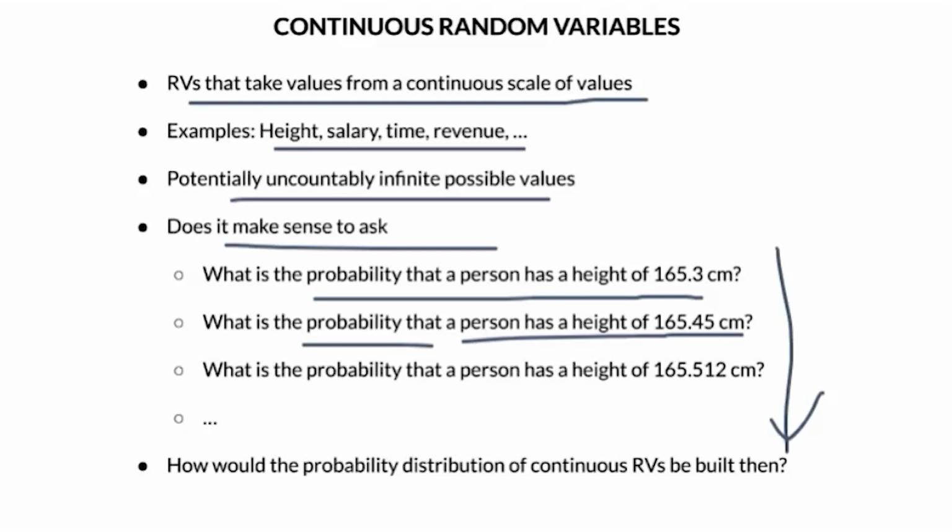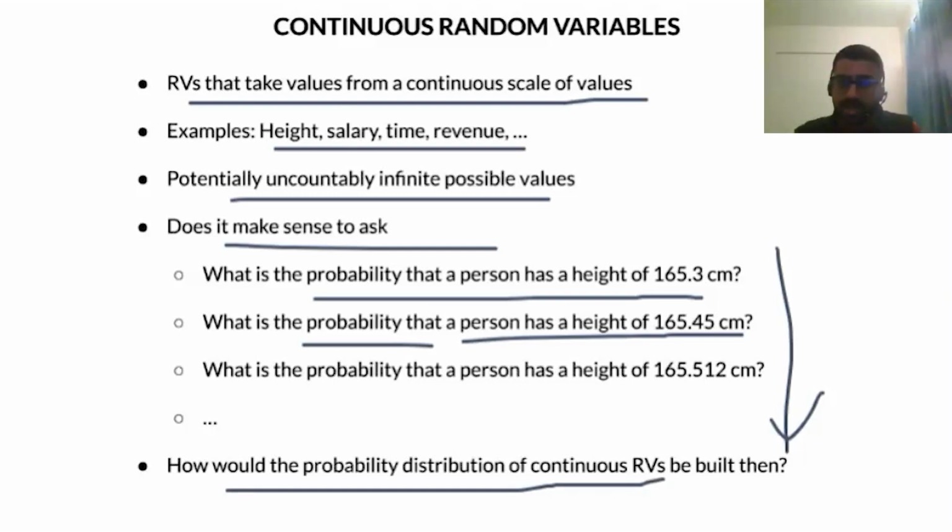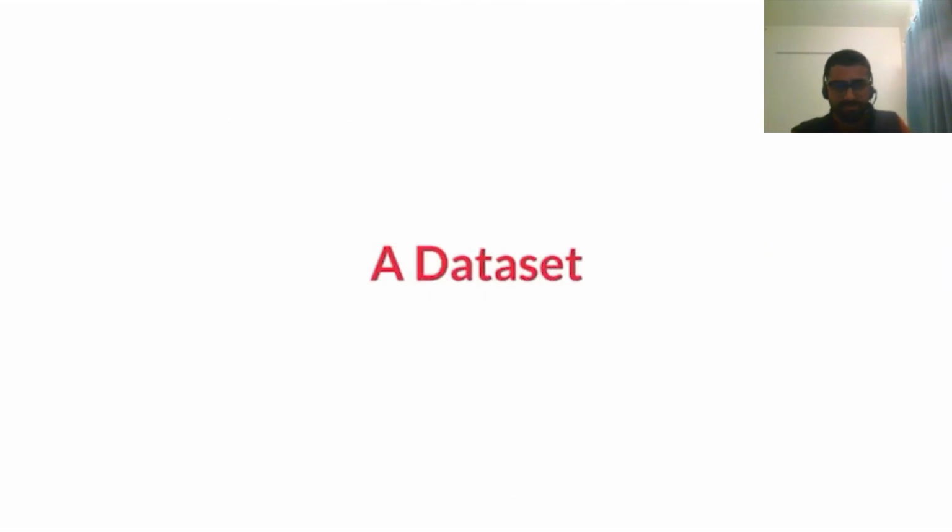The answer is no. Then the question is, how would the probability distribution of these continuous random variables be built, right? So we cannot keep asking these questions in decimal points, right? These are continuous numbers. So then how would we build a probability distribution?